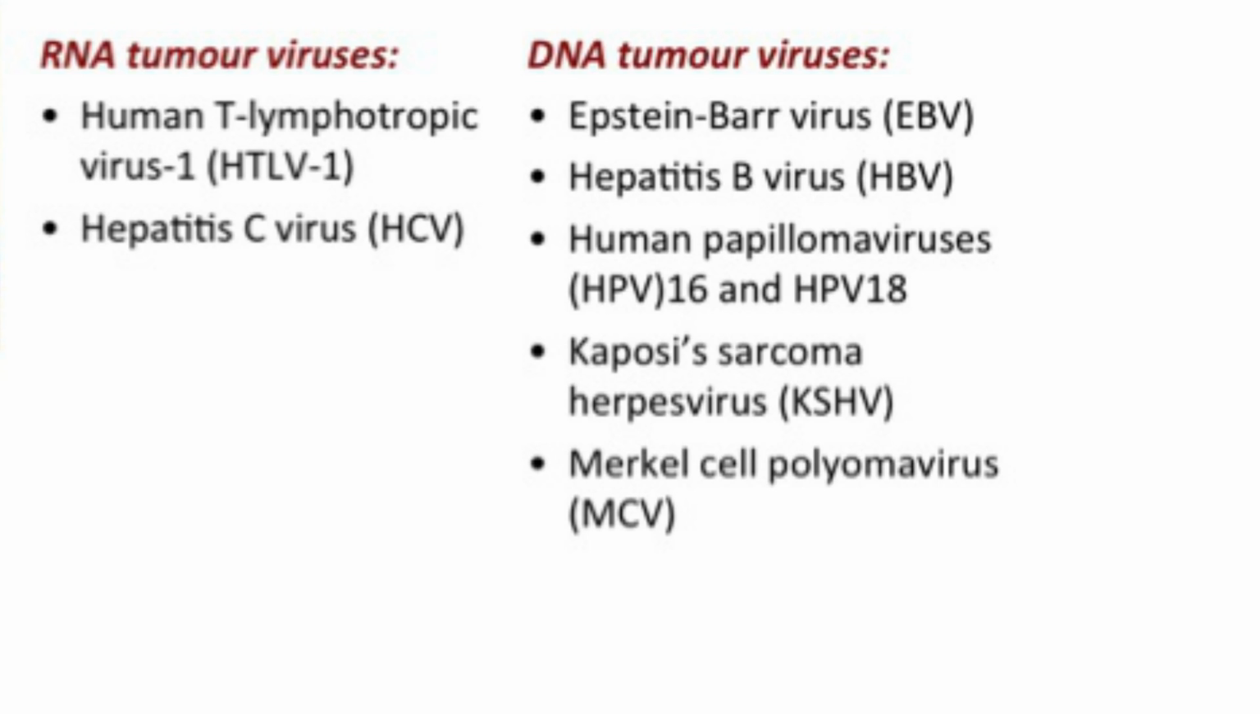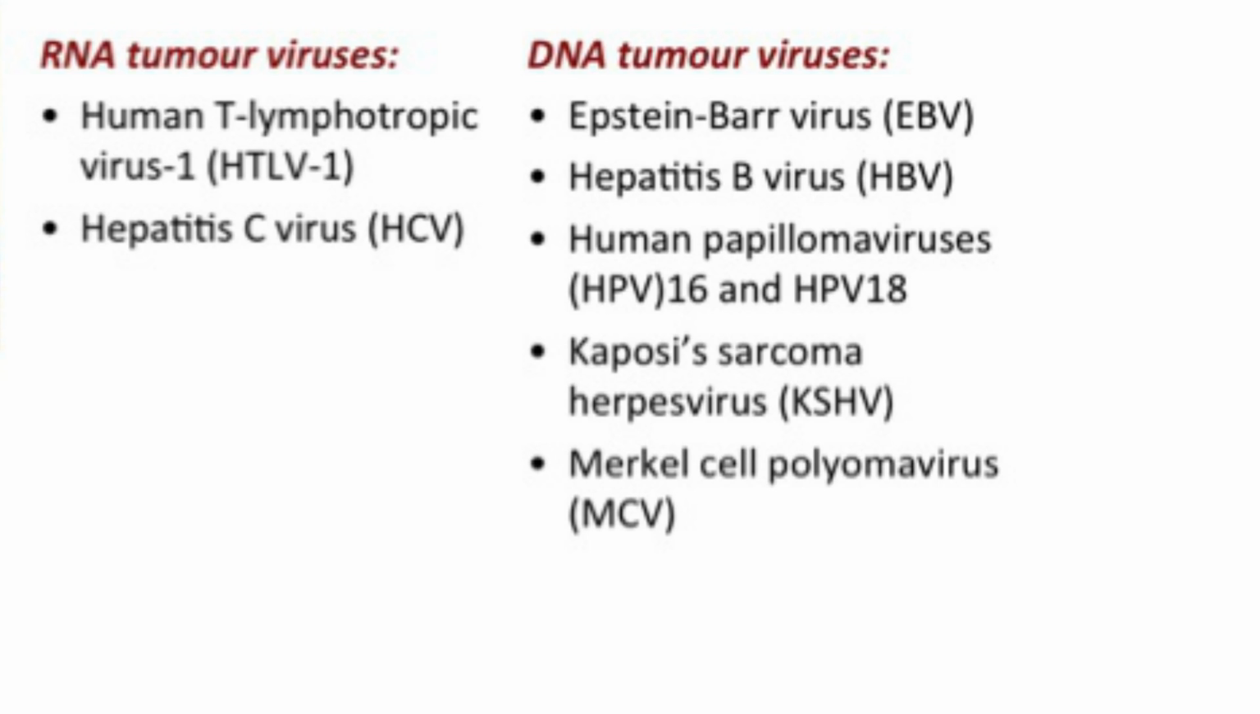Amongst the 5 DNA tumour viruses is Epstein-Barr virus or EBV, which was the first human tumour virus to be identified in 1964 on the basis of its association with Burkitt's lymphoma. EBV is also associated with Hodgkin's lymphoma, nasopharyngeal carcinoma, and some gastric cancers.